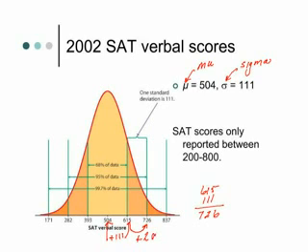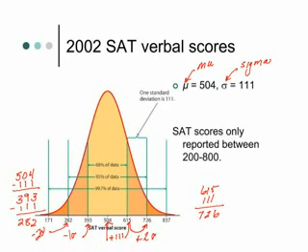To go to the left of the mean, simply subtract the standard deviation value from 504. 504 is the mean, minus 111 is 393. 393 is minus 1 standard deviation from the mean, minus meaning it's below it. You could do this again and come up with the next value, 282, which is minus 2 standard deviations from the mean.